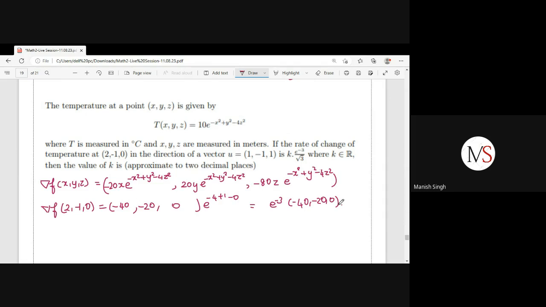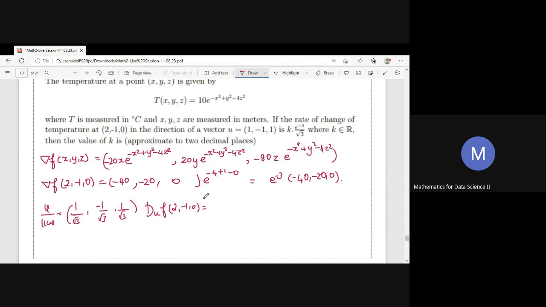Now what is the next thing you have to find? You have to find the unit vector. So it is (1 by root 3, minus 1 by root 3, 1 by root 3). Now what is your directional derivative? Dot product of these two. When you do the dot product, what will you get? Minus 40 by root 3 plus 20 by root 3 into e raised to power minus 3. So minus 20 by root 3 e power minus 3.